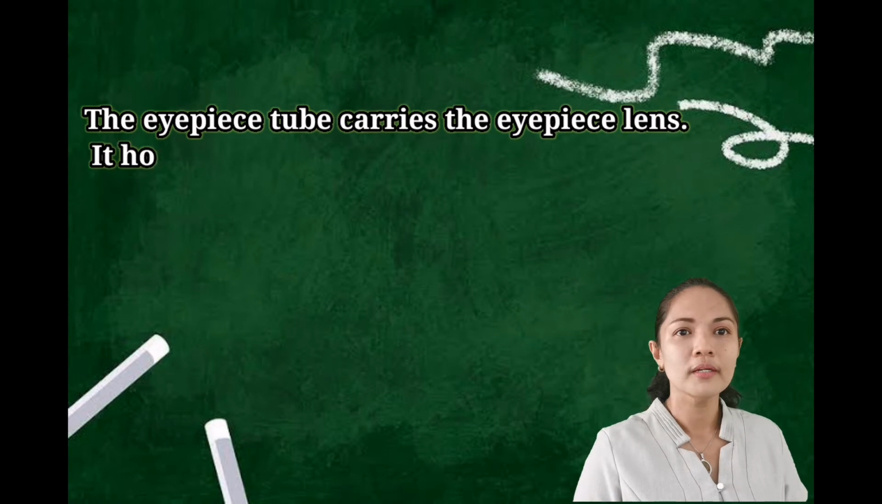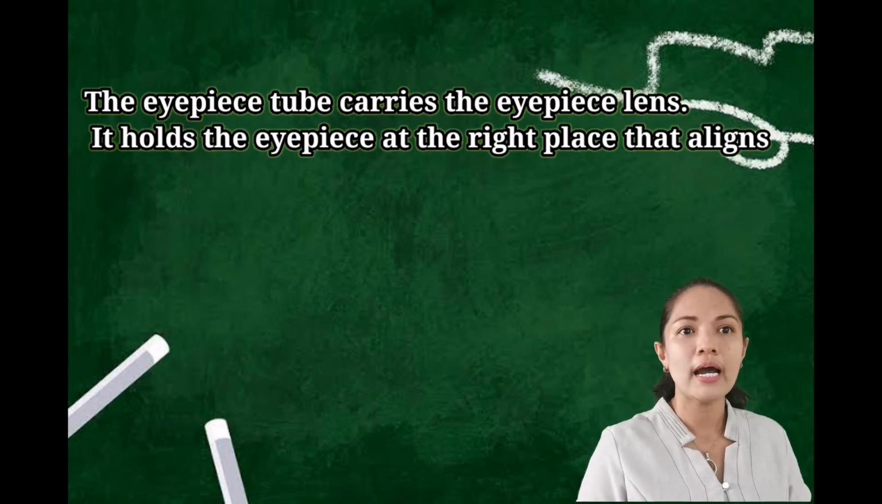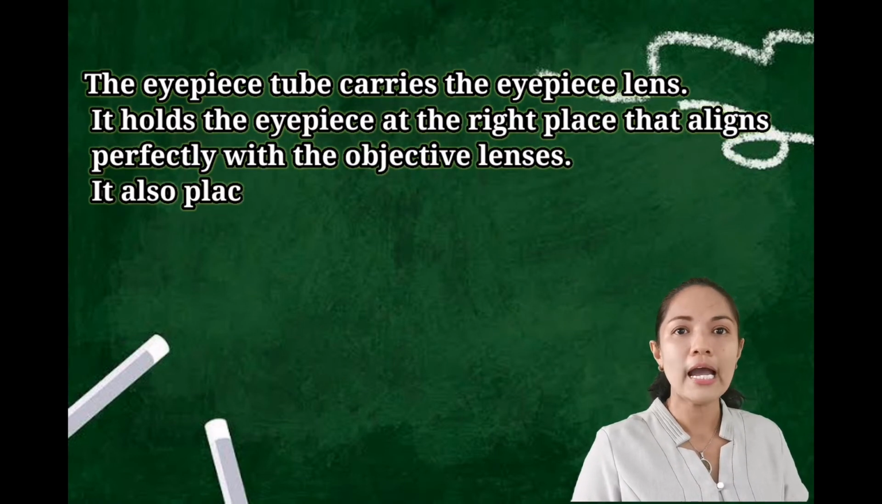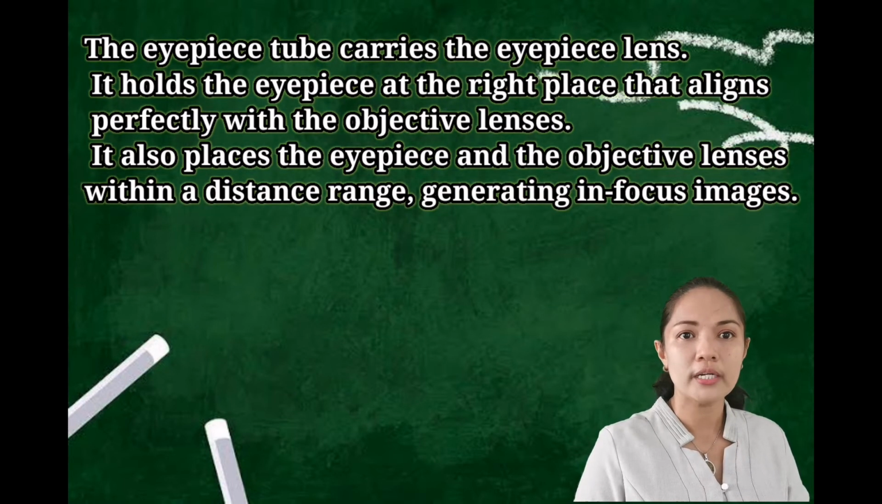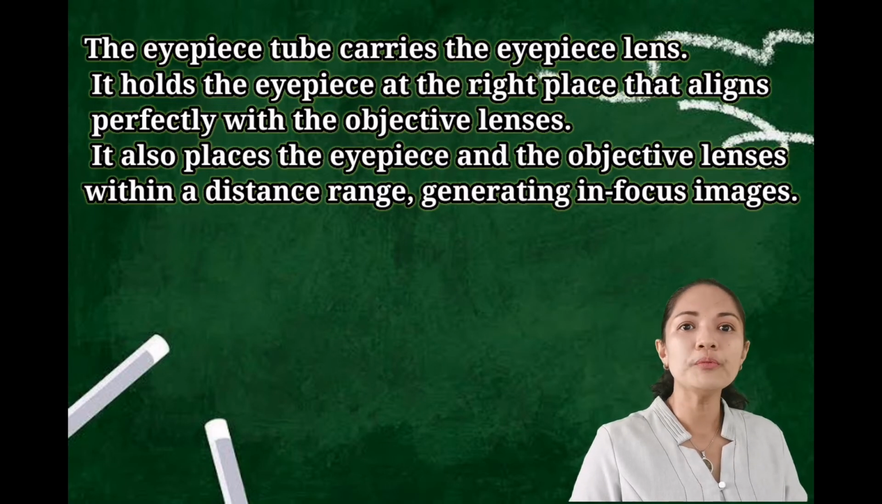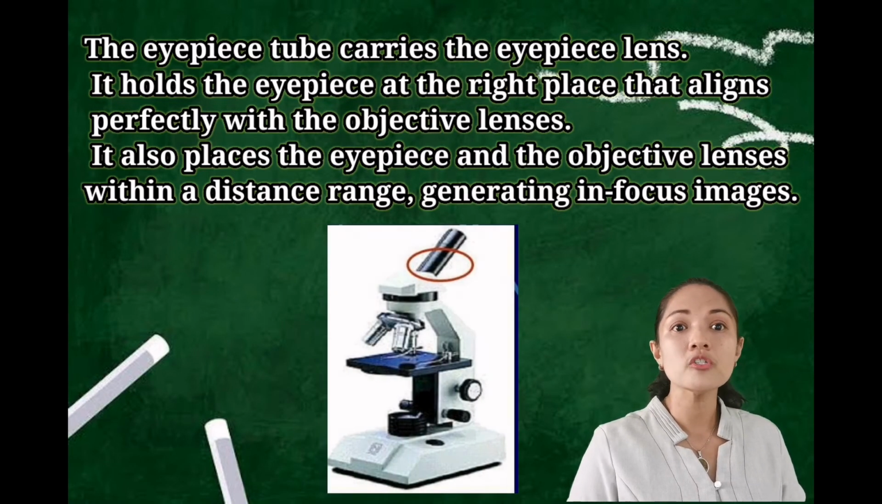Eyepiece tube. The eyepiece tube carries the eyepiece lens. It holds the eyepiece at the right place, aligned perfectly with the objective lenses. It also keeps the eyepiece and the objective lenses within the distance range that generally gives in-focus images.